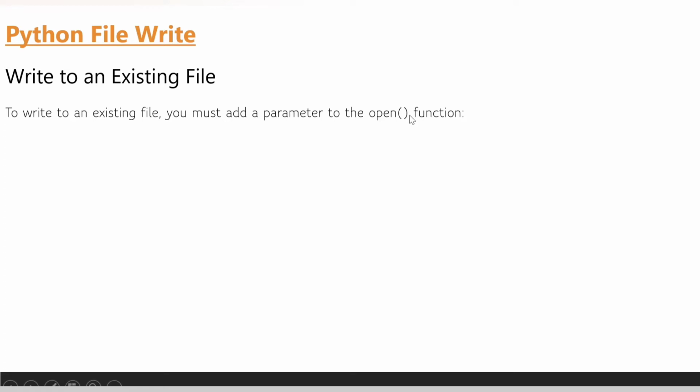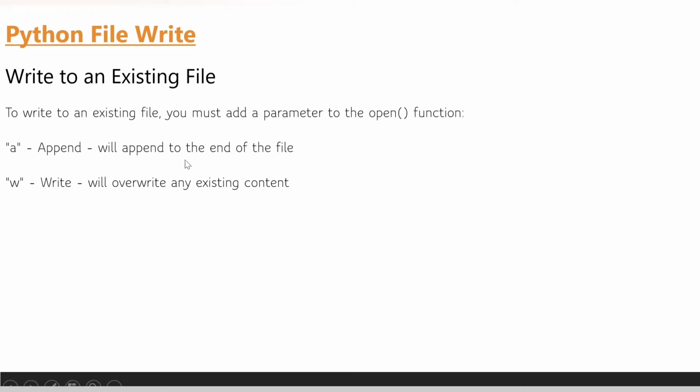In the previous video we learned the open function takes two parameters. The first one is the name of the file and the second one is the mode. To read a file we need to use the R mode, but when you need to write to a file you need to make use of either of these two modes.